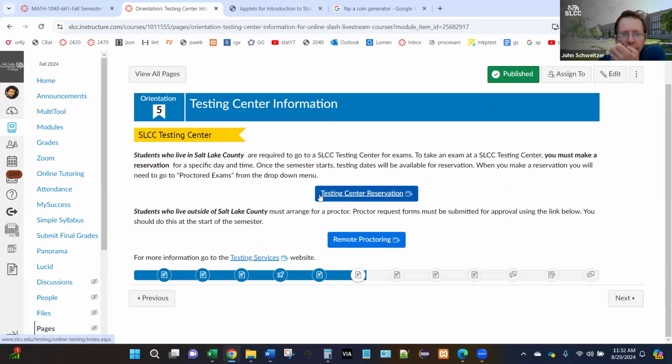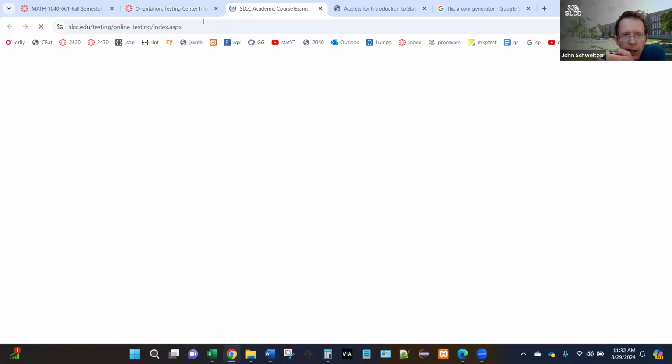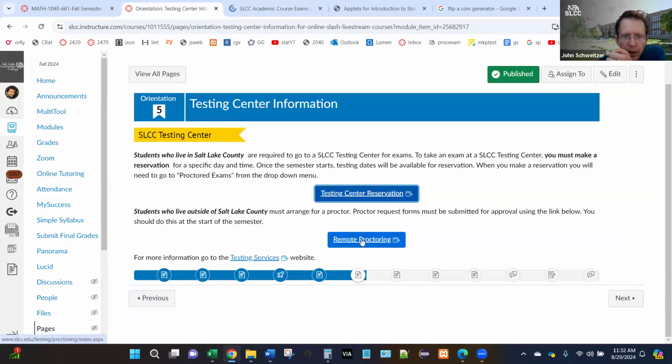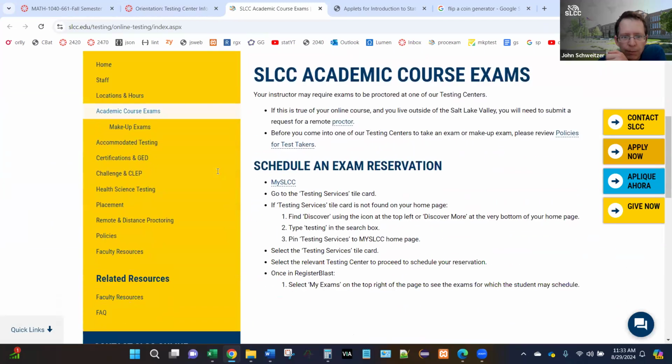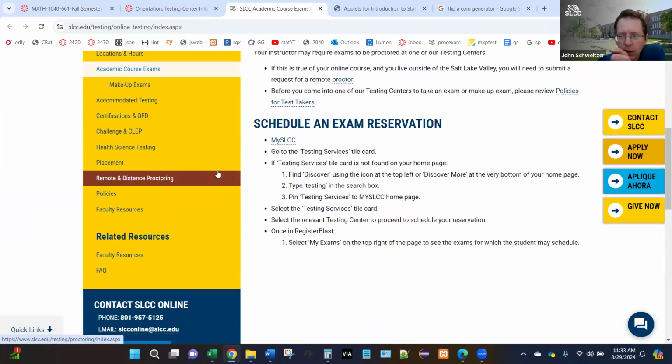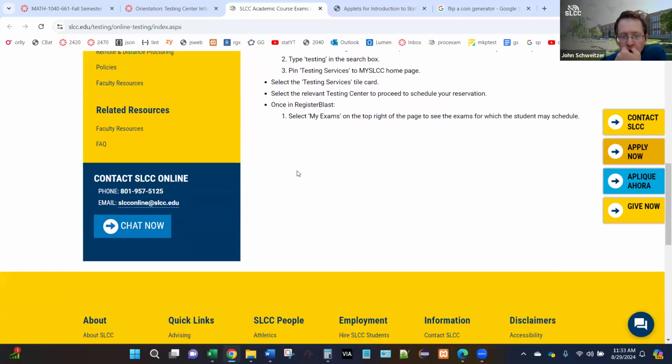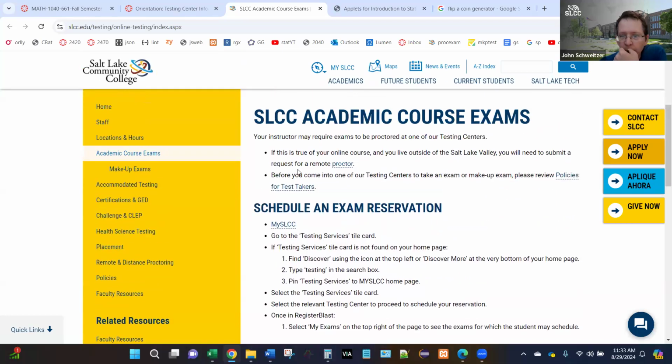So if you live in the Salt Lake area, you'll want to go to this testing center reservation link. If you live outside of the area, then you'll have to do a remote proctor. It's a little more work, but once you get it set up, it's not that bad. Okay, so there are at least 3 testing centers that I'm aware of. There's one at the South City campus, which is closer to downtown. There's one at the Redwood campus in the library, in the basement of the library. And then I'm pretty sure there's one at Jordan as well. And there might be another one. I'm just not really sure myself.